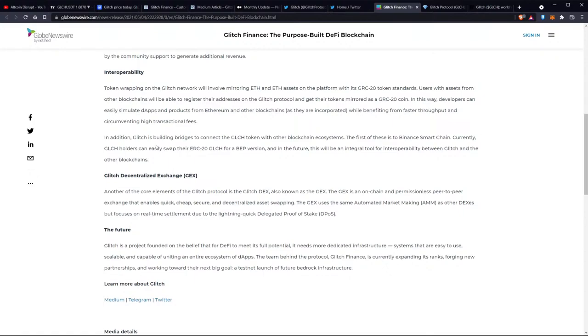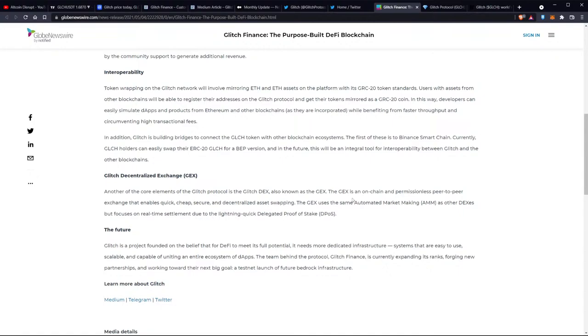Now, Glitch Decentralized Exchange, the GEX, I don't think that's a good name. Anyway, another of the core elements of the Glitch protocol is Glitch DEX. Right, well, that makes more sense. But GEX did not make much sense anyway. The GEX is an on-chain and permissionless peer-to-peer exchange that enables quick, cheap, secure, and decentralized asset swapping.